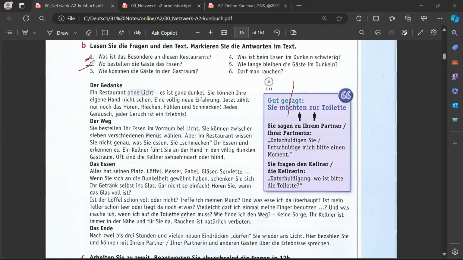And how the guests come into the guest room. And was ist beim Essen im Dunkel schwierig? What is actually very difficult about having a meal in this darkness? Wie lange bleiben die Gäste im Dunkeln? And how long do guests stay in the dark area? Darf man rauchen? Is someone allowed to smoke?